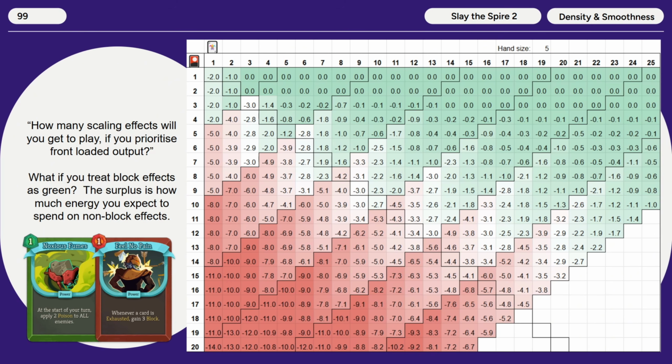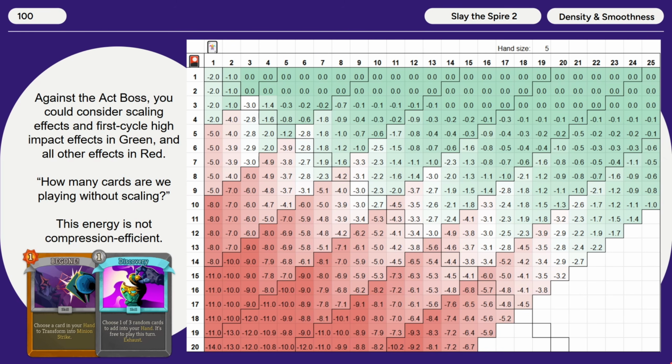What if you treat block effects as green, and you go for a high block strategy, and then you're weaving damage amongst your block? The surplus is how much energy you expect to spend on non-block effects in that circumstance. So just want to emphasize there are lots of ways to read this graph depending on how you partition the cards into red and green, not just good and bad. Against a boss, you could consider scaling effects and first cycle high impact effects in the green and all other effects in the red. So then you could ask the question, how many cards are we playing without scaling, right?